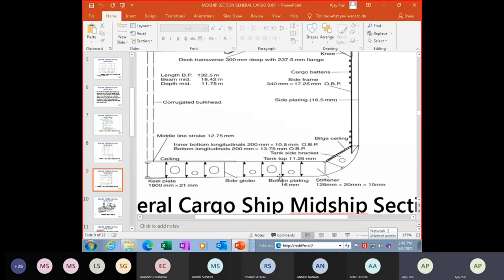So this is your bottom plating, and below that is your keel plate. So the bottom plating is 16 mm.